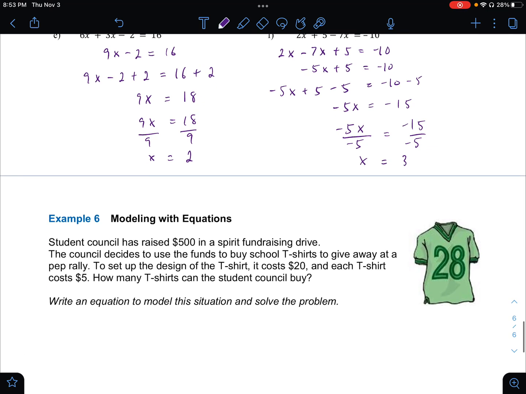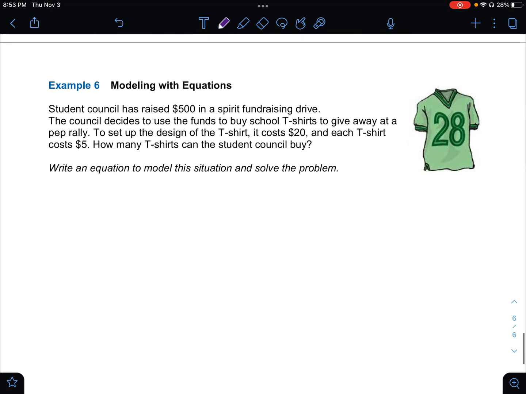All right, let's have a look at example 6. So this is a word problem, an application question. So Student Council has raised $500 in the Spirit fundraising drive. The council decides to use the funds to buy school t-shirts to give away at a pep rally. To set up the design of the t-shirt, it costs $20, and each t-shirt costs $5 to buy. How many t-shirts can the Student Council buy?